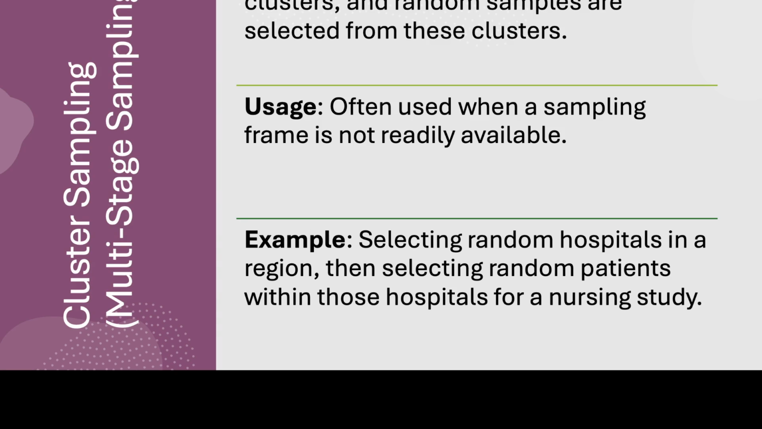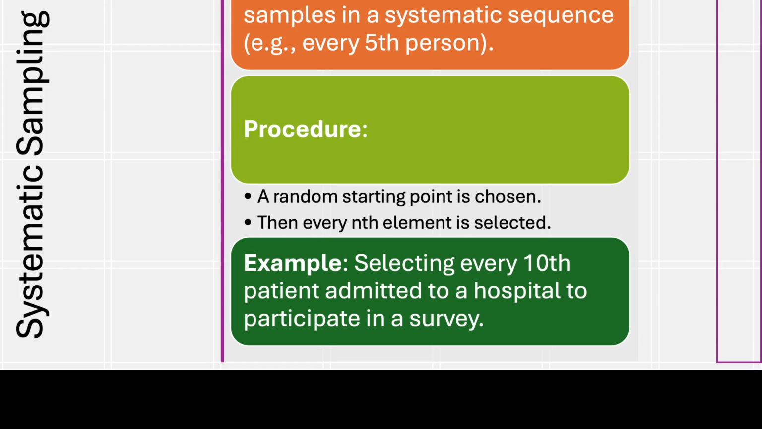So, selecting random hospitals in a region, then selecting random patients within those hospitals for a nursing study. So Region 7 hospital, Region 8 hospital. Among those hospitals selected in Region 7, which can somehow participate in the study, particularly private or government, infirmary, or so on? So we have to consider that.